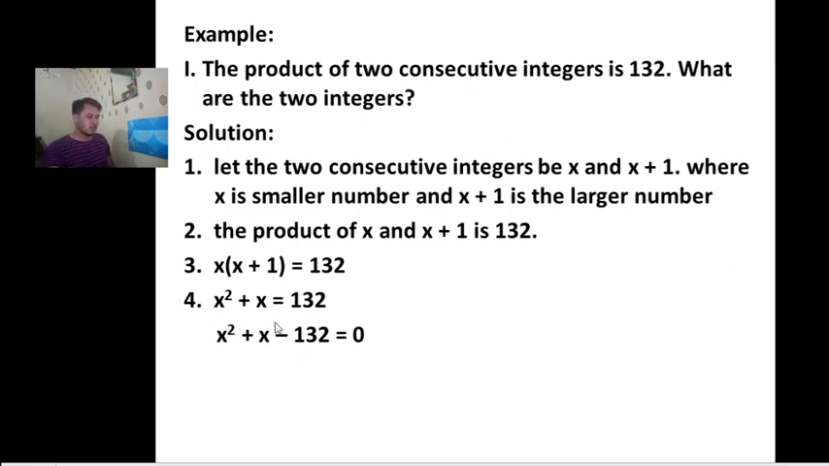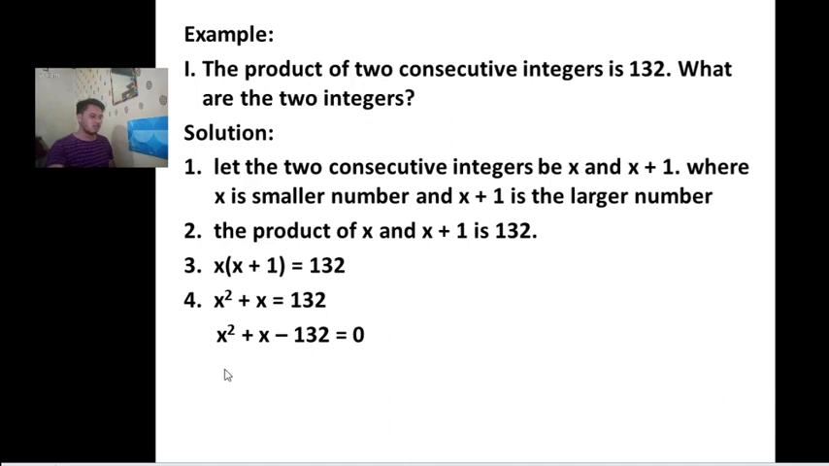Next, our quadratic equation is not in standard form. So to make it standard, we will transpose the constant term to the other side. And take note that when we transpose, the sign will change. From positive, it will become negative, and vice versa. So we have now the new equation as x squared plus x minus 132 equals 0.